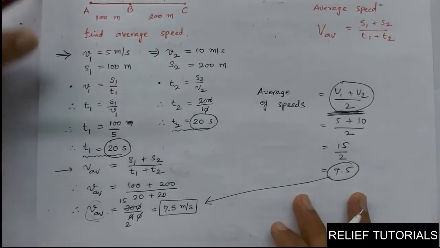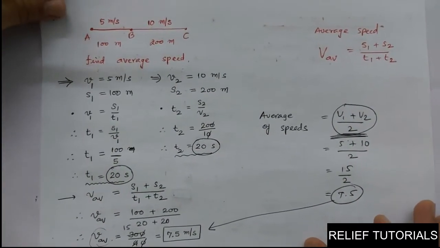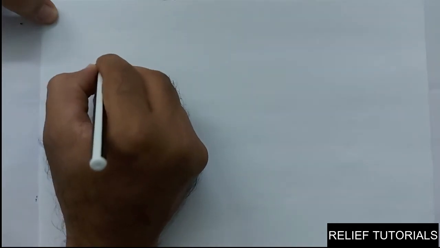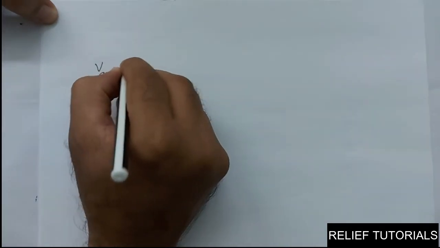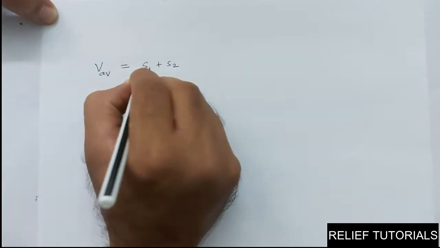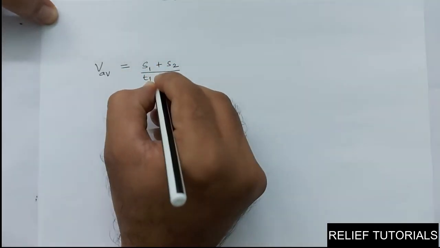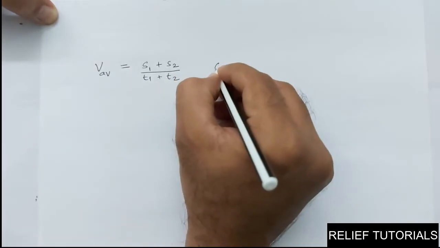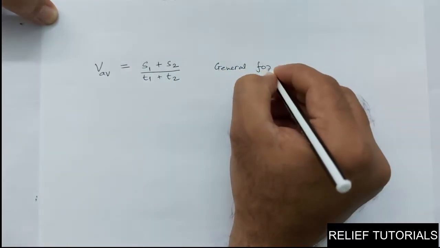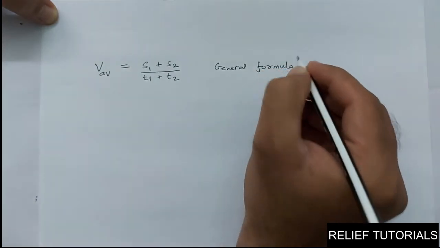So we can make a note, and it's a very important formula to remember. Let me make a list for the formula. It's very important. Please make notes of that. VAV is equal to S1 plus S2 upon T1 plus T2. This is the general formula. This formula is applicable everywhere.